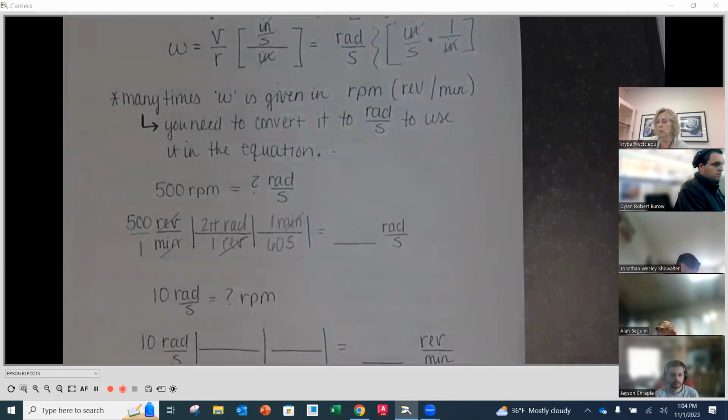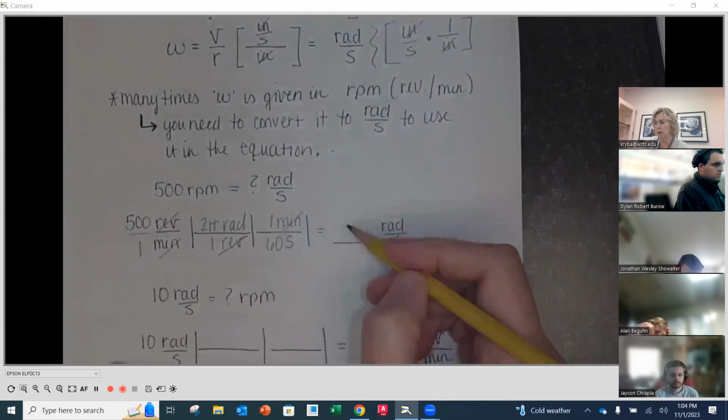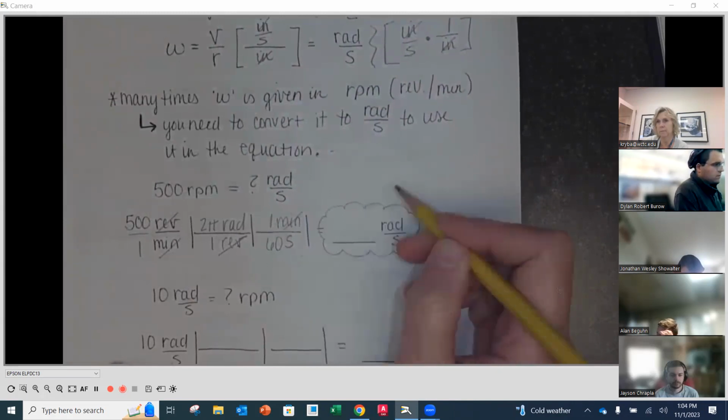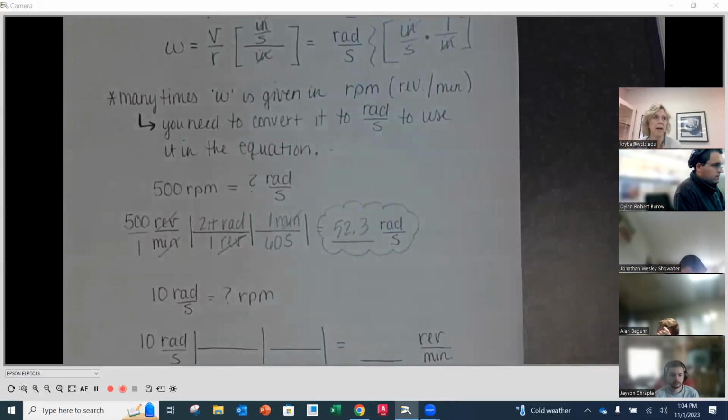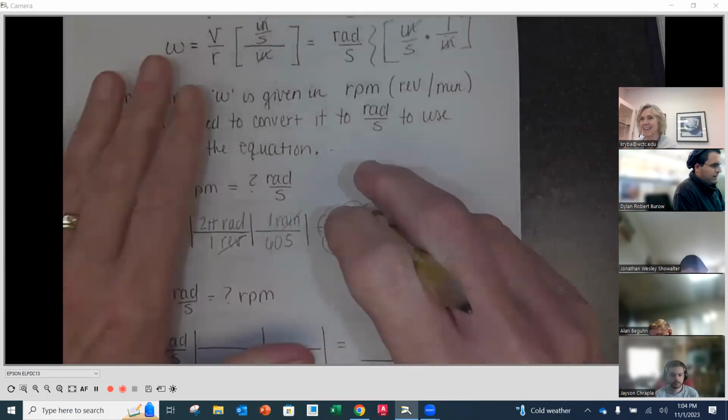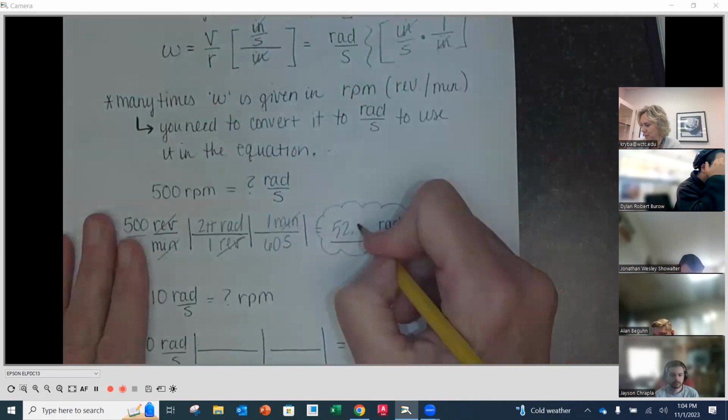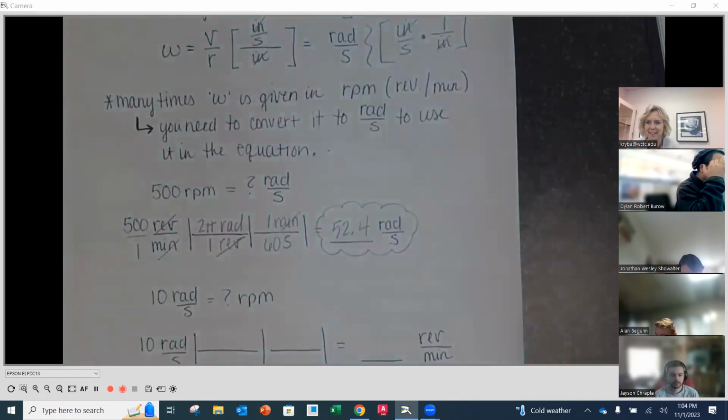Now I'm ready to multiply across the top and divide by the bottom. What number do you end up getting? Say it again. 52.3. Can somebody confirm that? We should all have our calculators out, excited to do this work. 52.4, if you round up. Is that right? Eric, do you concur? Okay, 52.4. Anybody else get 52.4? How about those who are virtual? You got it? All right. Any questions on that?